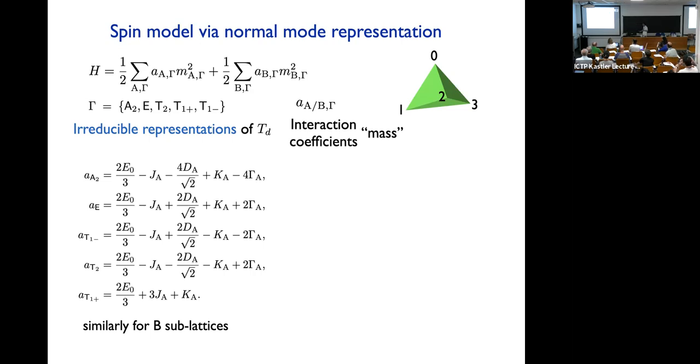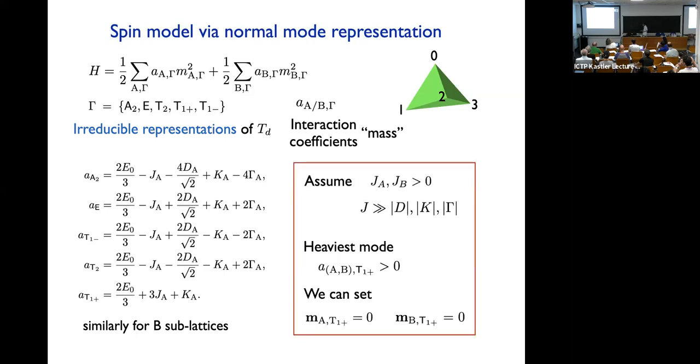All of that can be re-expressed as some combination of those exchange constants that I wrote down. So this is the most general model you could write. Okay. So again, I'm going to assume that Heisenberg dominates over all other small interactions. And if you do so, then you immediately realize that the heaviest mode is this guy. This guy has the largest energy scale.